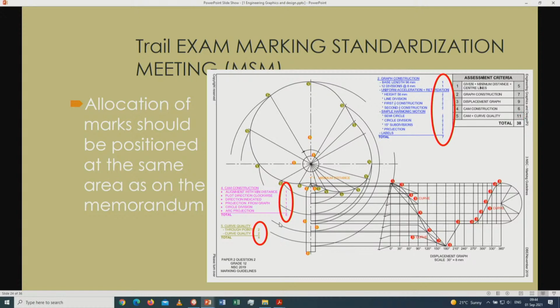All right, so the point I want to make is you have to make sure that if you mark this portion, put the marks in that area of the learner's exam paper. If you mark this portion over here, put it over here in this area, so that if the paper needs to be moderated, these things don't stand all over the place in different areas.